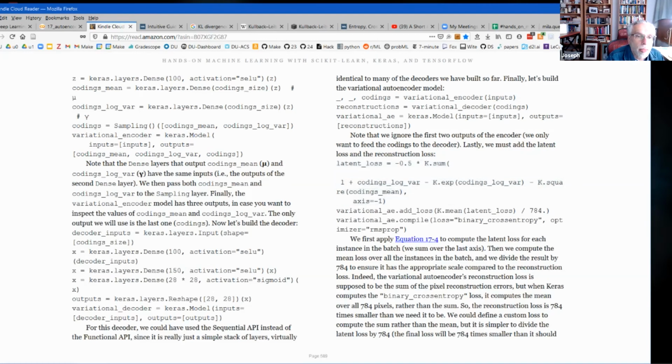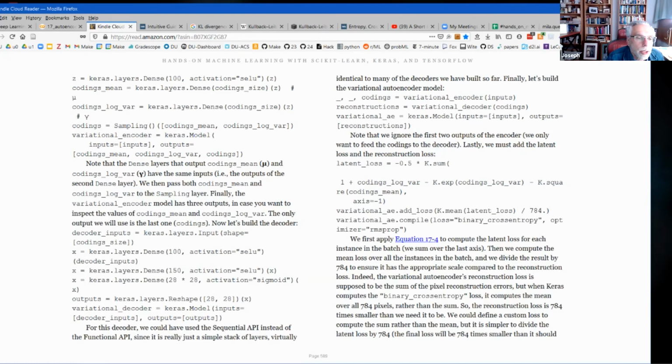And then he goes through a subtlety, which is that we have to take this latent loss, take the mean of it and divide it by 784 in order to replicate what the binary cross entropy is doing. I think the binary cross entropy is taking the mean over all the 784 pixels. So he says you can either multiply this by 784 and then it will compare apples to apples with the latent loss, or you can divide the latent loss by 784 and then it will compare apples to apples with the binary cross entropy.